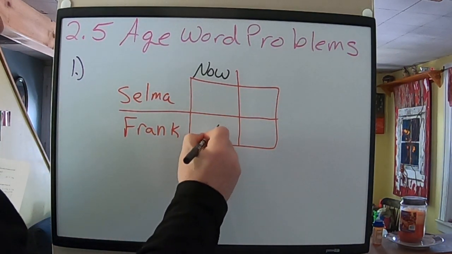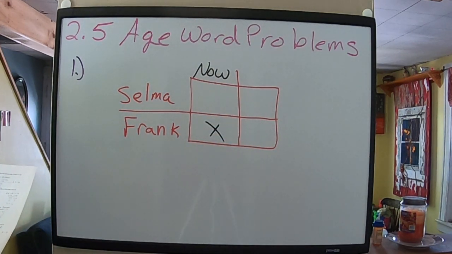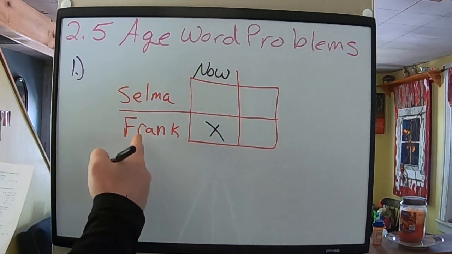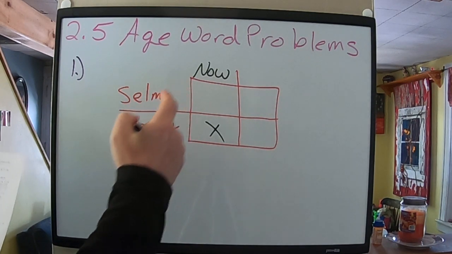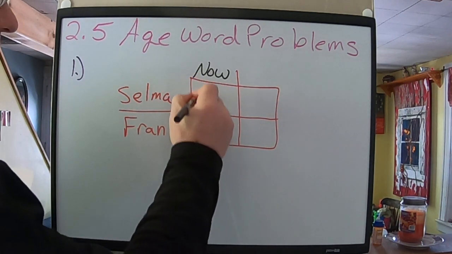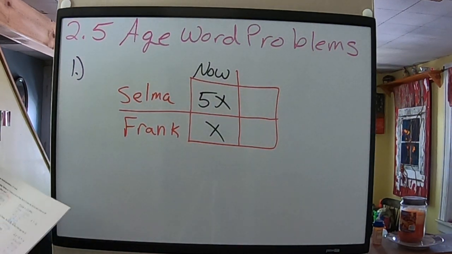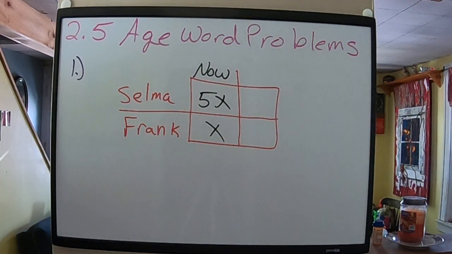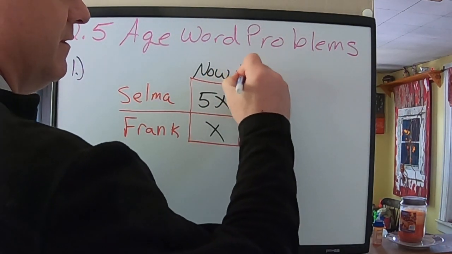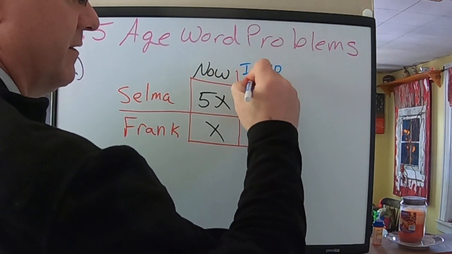So we don't know Frank's age, so he is x, and we know that Selma is, because it's not talking about Frank, Selma is 5 times as old as Frank, 5x. Now the next category is in 10 years. What about in 10 years? In 10 years.